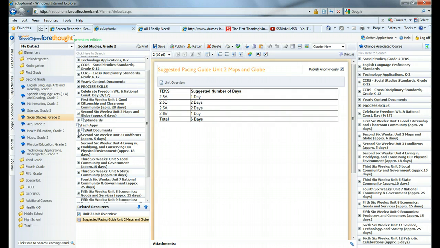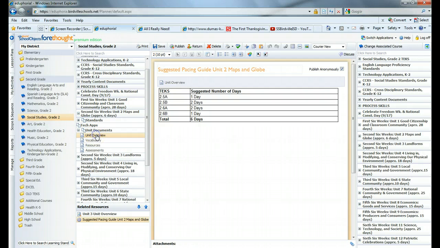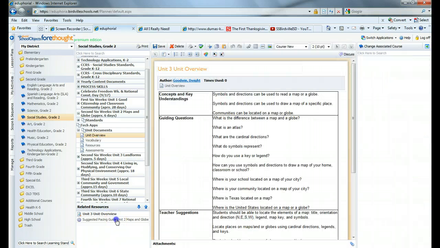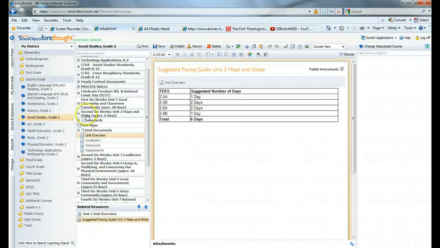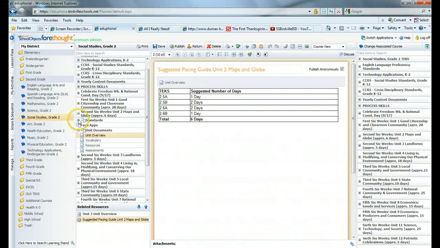Now, one of the places I want to show you that I've added to is this thing right here. This is called a suggested pacing guide for Unit 2, Maps and Globes. Like I say, it's suggested, but I want to show you where that is. If you go under your unit documents and go into your unit overview, you will see that right underneath. So that is something you'll want to go to. Let's look and see how we're pacing this one out.